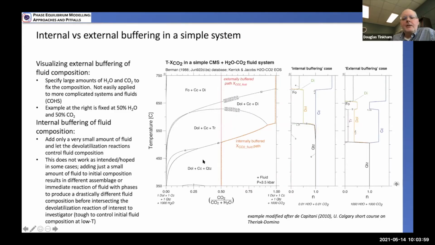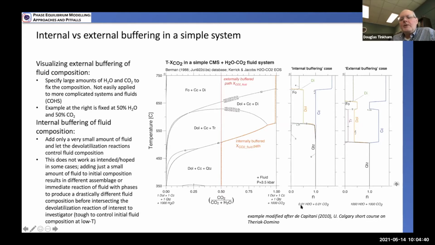And so I did this, taking this TX CO2 diagram, and we're looking at two cases here. In this case, I specified a fluid 50% H2O, 50% CO2. And basically by adjusting the system composition, we can make it an externally buffered fluid, in which case you just follow a vertical line on this diagram, or you have it internally buffered, where the mineral reactions occurring in the system will change the fluid composition. And what I show here on the right-hand side are the number of moles of the different minerals in these two end member cases. So internal buffering on the left and external buffering on the right.